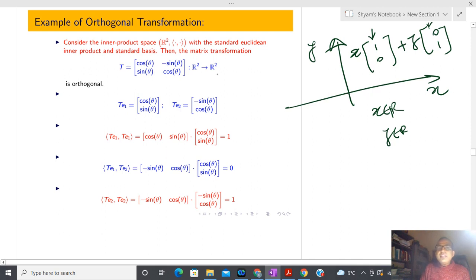In this particular problem I have taken the standard basis. Standard means the Euclidean standard basis. Whenever I say standard, we are talking about this kind of basis only. Now I have (1, 0) and (0, 1), so I have a standard Euclidean product and a standard basis.